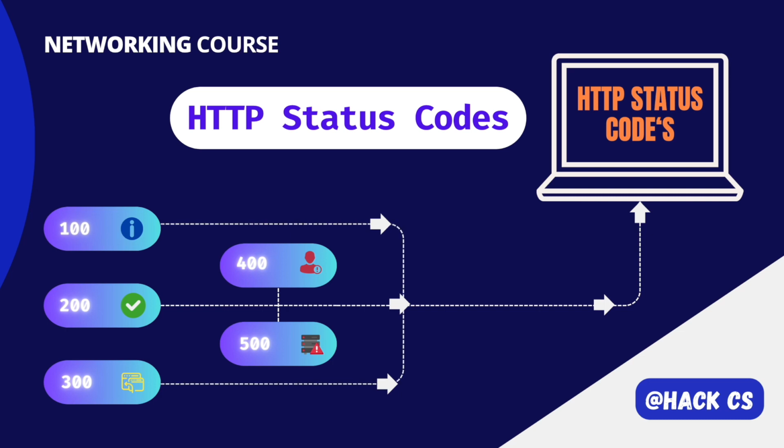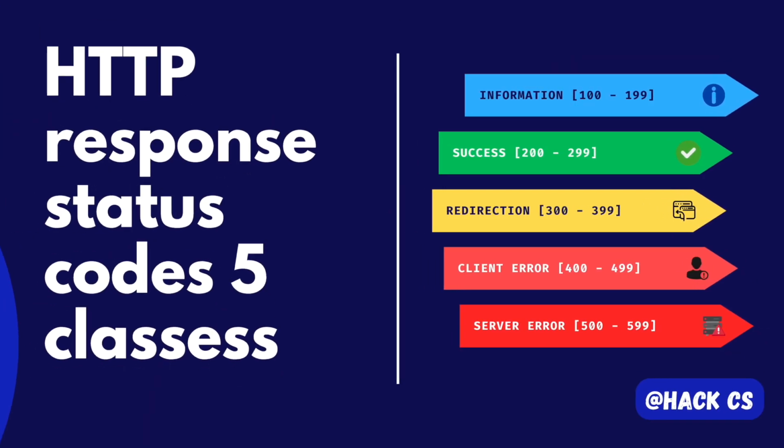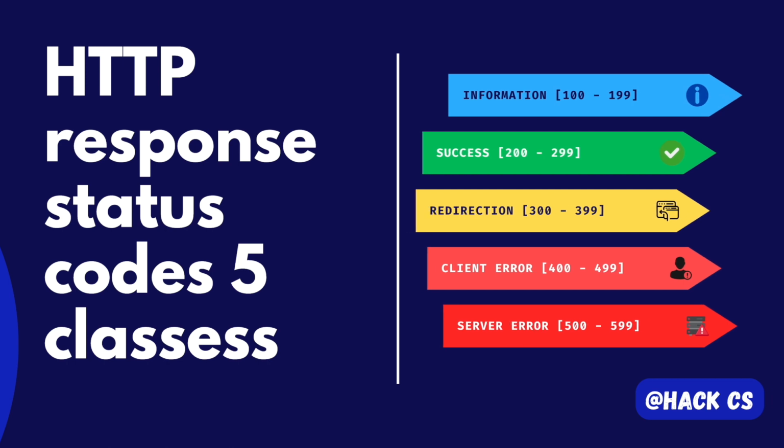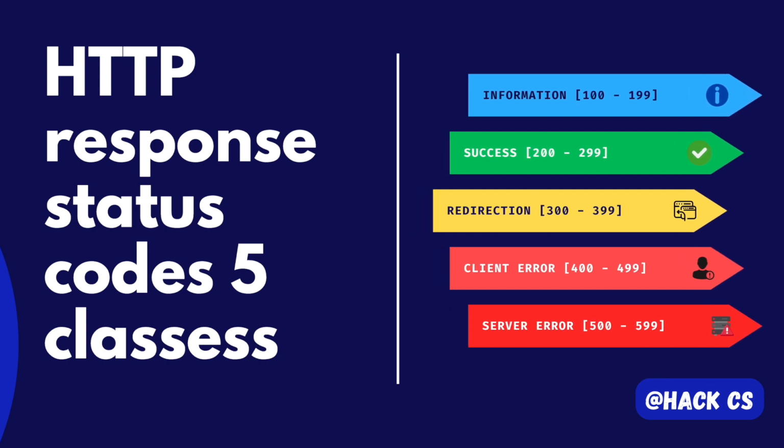So there are 5 types of HTTP codes. Before understanding these codes, let us understand what HTTP is. HTTP stands for Hypertext Transfer Protocol. HTTP is an application layer protocol for transmitting hypermedia documents such as HTML or JSON or any other document. HTTP response codes, or status codes, indicate whether a specific HTTP request has been successfully completed or not.